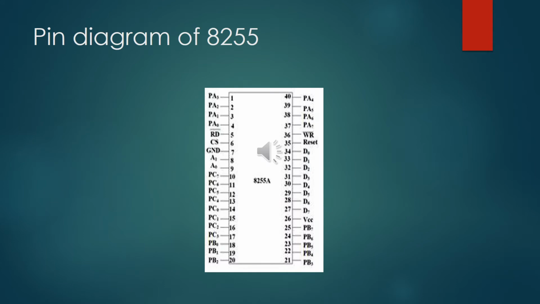Now, let us first take a look at the pin diagram of 8255. As you are seeing, the 8255 is a 40 pin IC. The main pins are the data bus buffer. It is a tri-state 8-bit buffer which is used to interface the microprocessor to the system data bus. Data is transmitted or received by the buffer as per the instructions by the CPU. Control words and status information is also transferred using this bus.